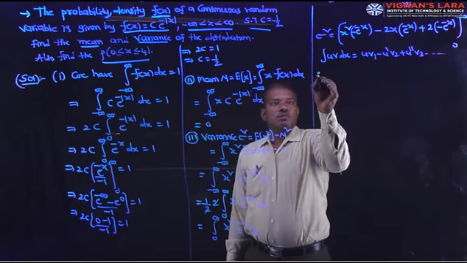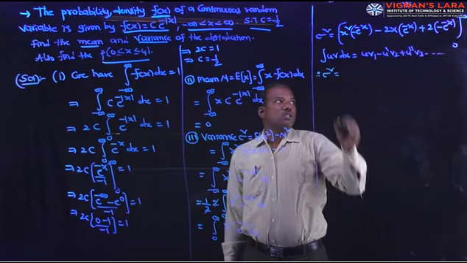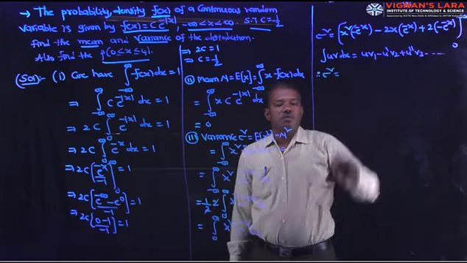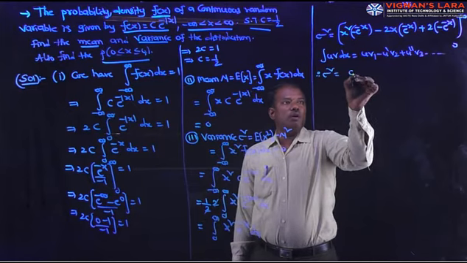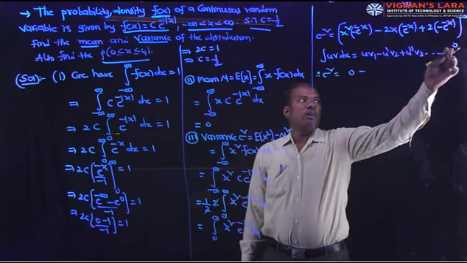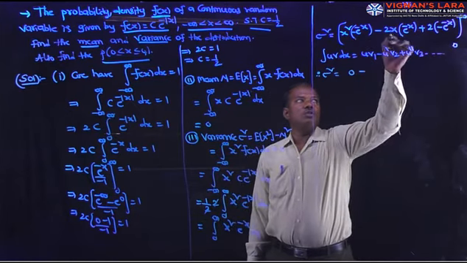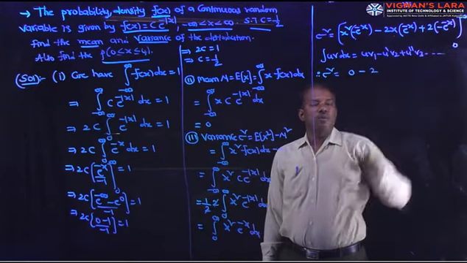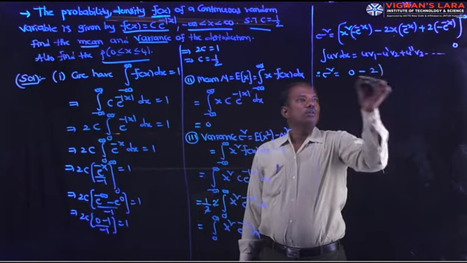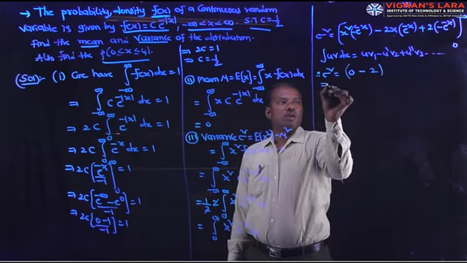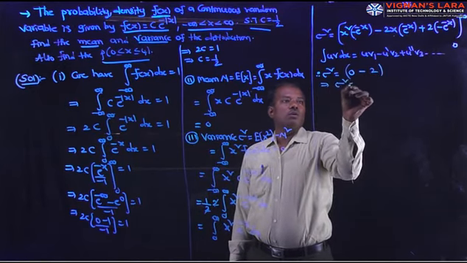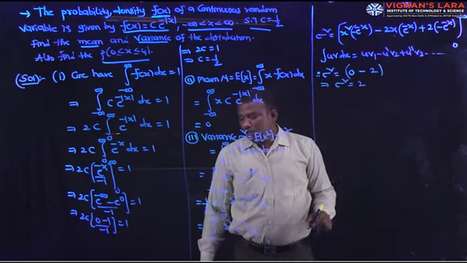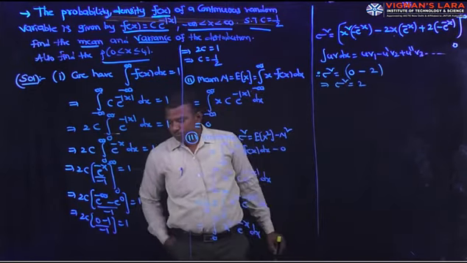Therefore sigma square is, when x is infinity, e power minus infinity value 0. So the upper limit total value is 0. Minus, when x is 0, it is 0. So the remaining value is minus 2 into e power 0, value 1. So sigma square is equal to 2. So the variance of the distribution is 2.